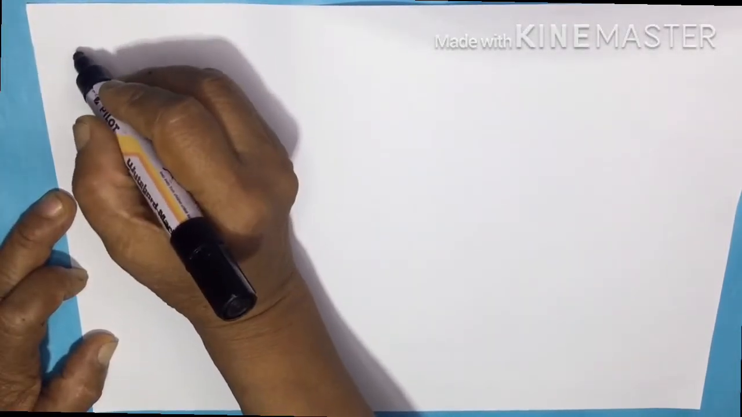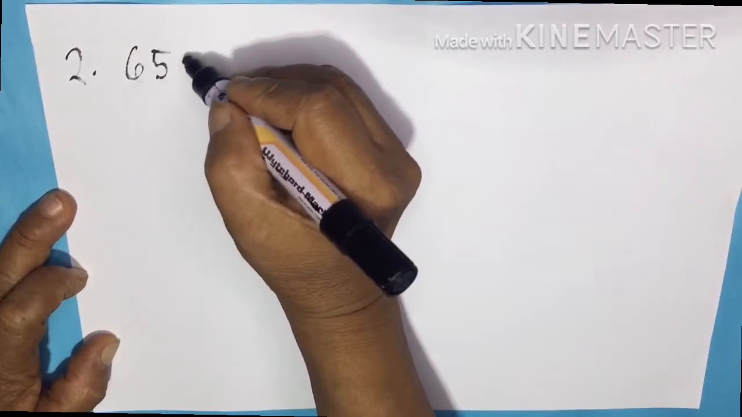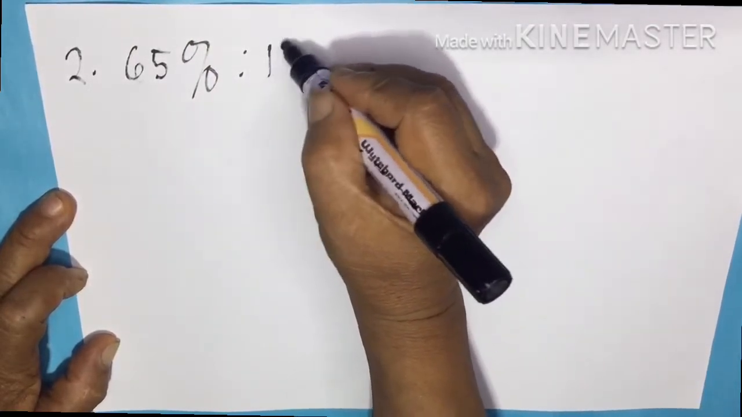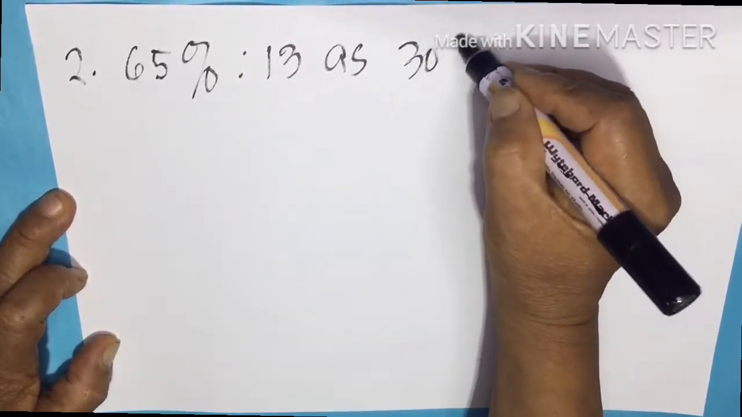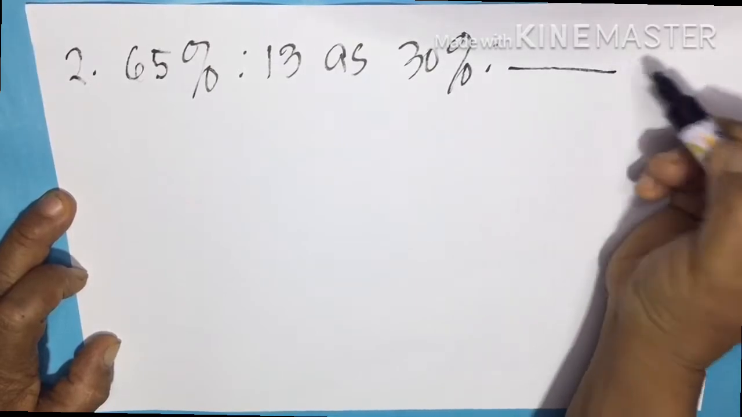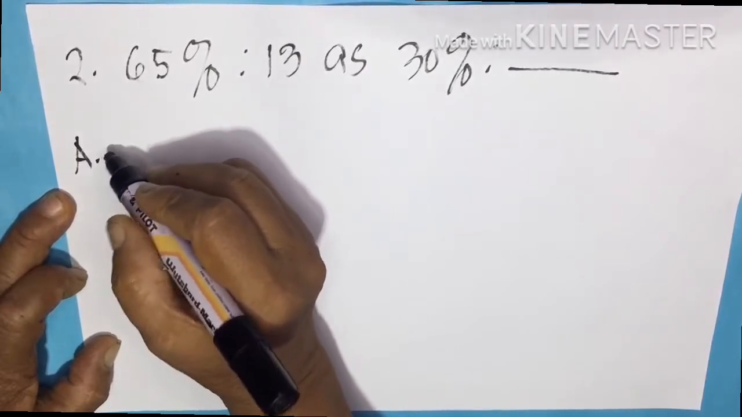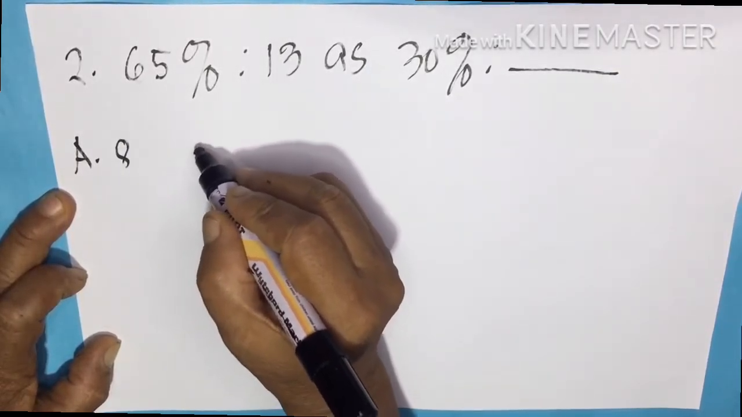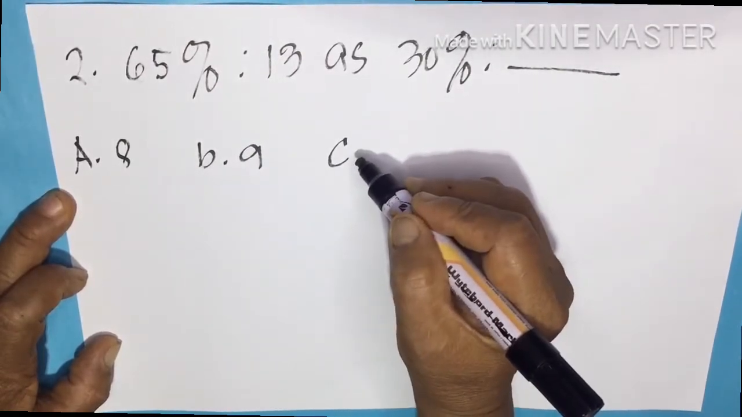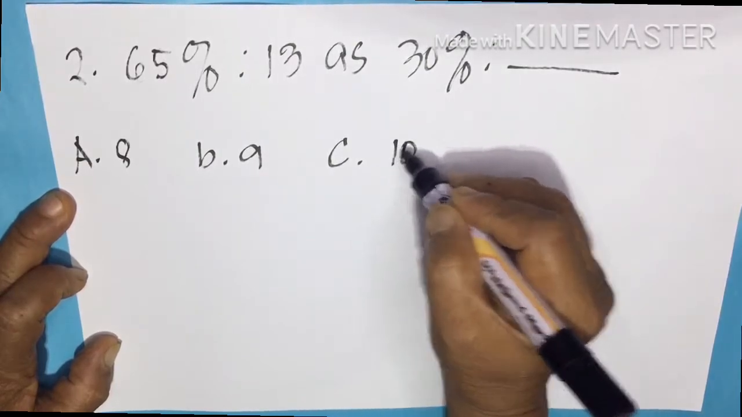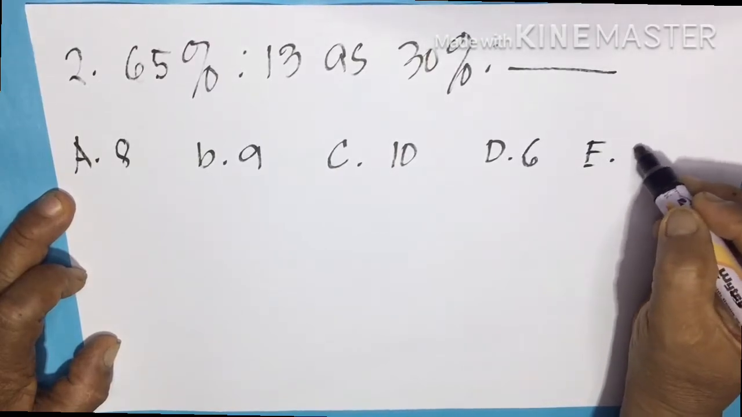Next example, number 2. 65% is to 13 as 30% is to 6. Options: letter A is 8, letter B is 9, letter C is 10, letter D is 6, letter E is 4.